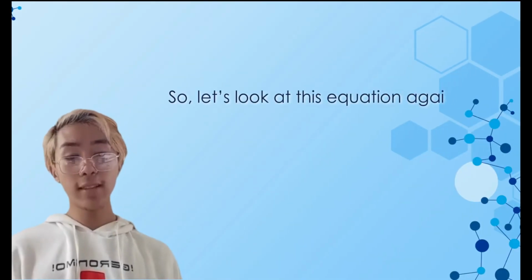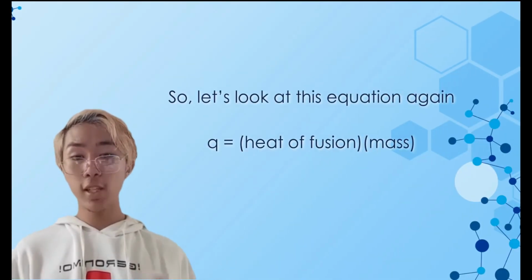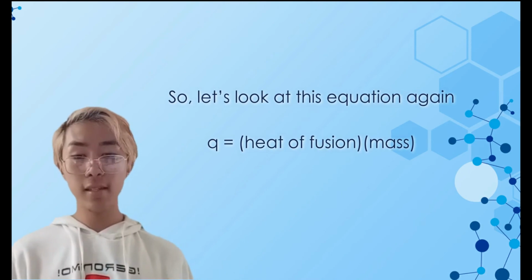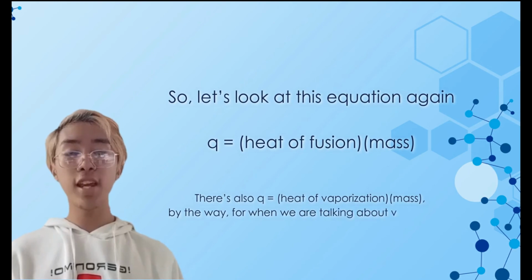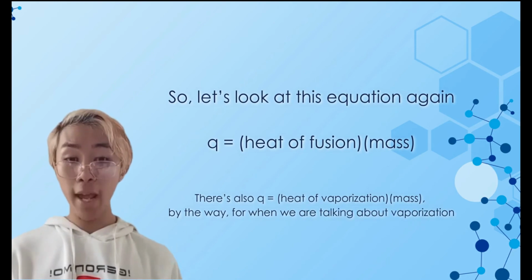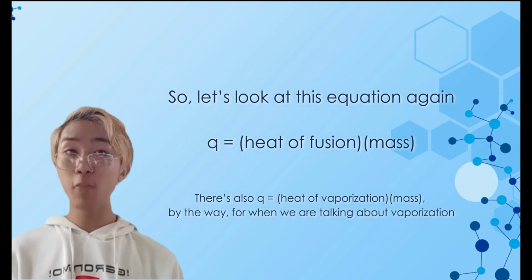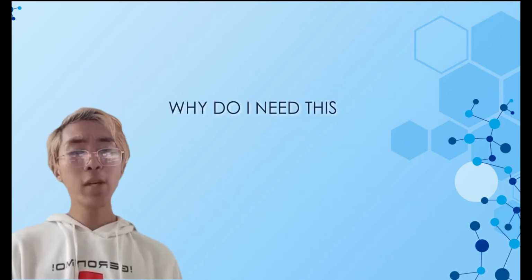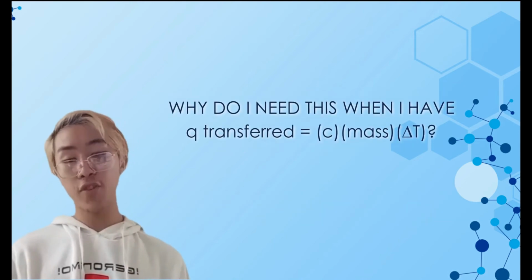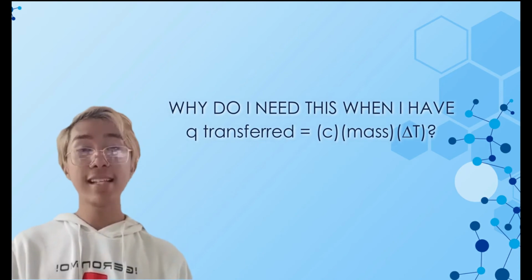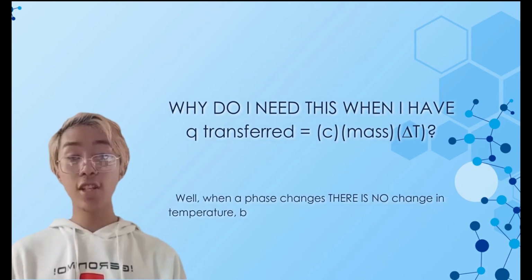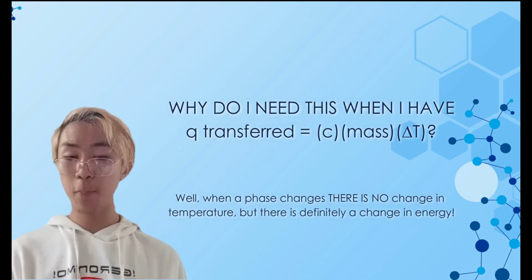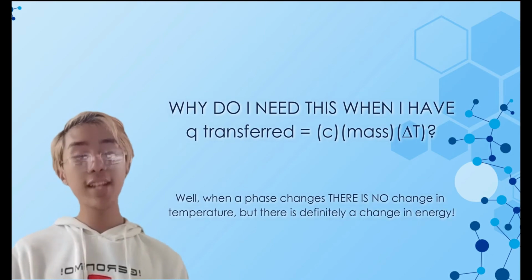So let's look at this equation again. Q equals heat of fusion times mass. There's also Q equals heat of vaporization times mass. And by the way, when we are only talking about vaporization, why do we need this when I have Q transferred equals C times mass times change in temperature? Well, when a phase changes, there is no change in temperature, but there is definitely a change in energy.